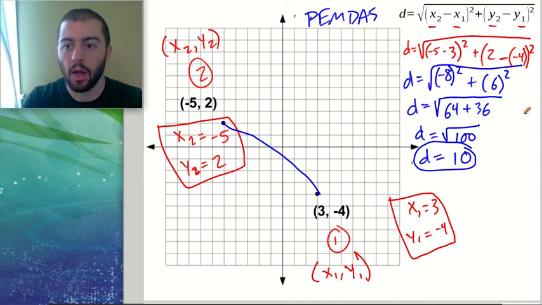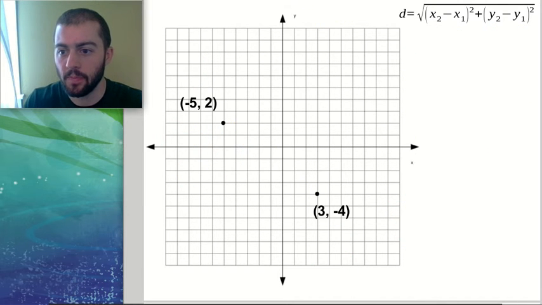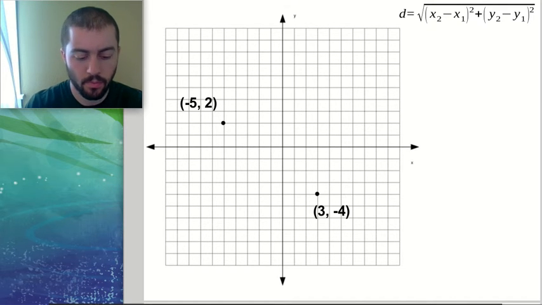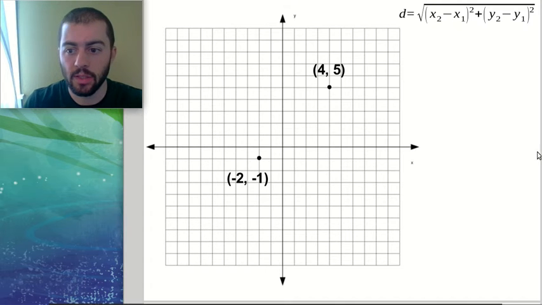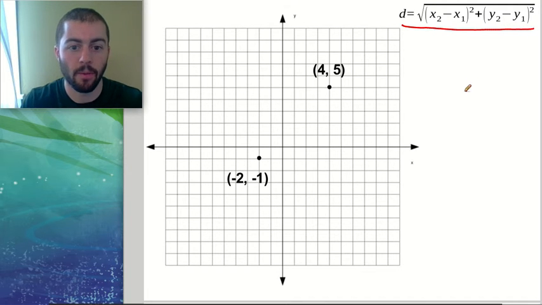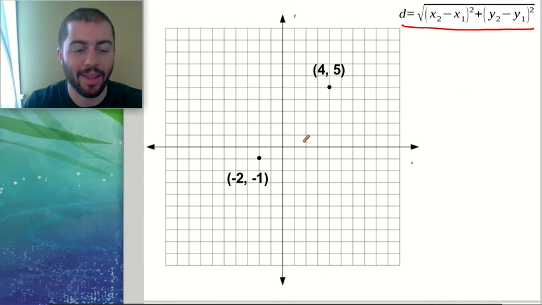All right, so we're going to do another example here. If you want to maybe pause the video and try this one out on your own. Here's another set of points, and go ahead and find the distance between these 2 points using the distance formula. All right, so again, if you want to pause the video, try this one out on your own, that would be great. And then come back for the answer.